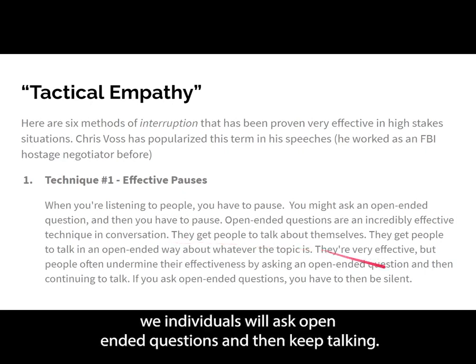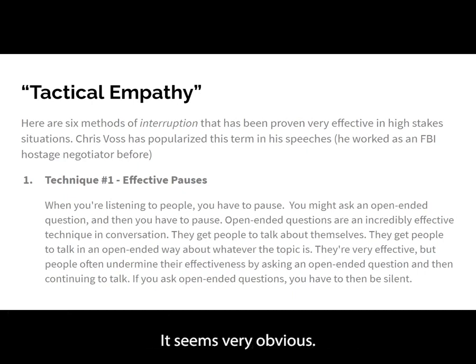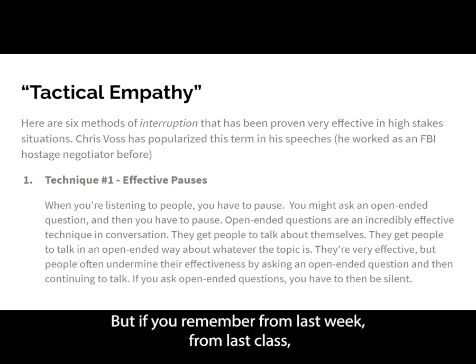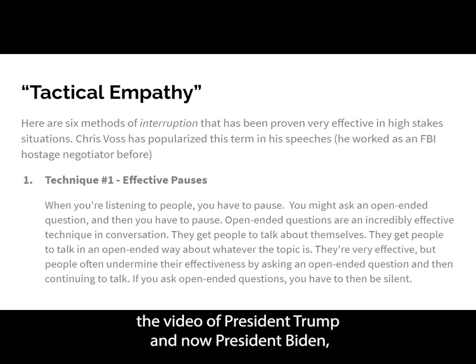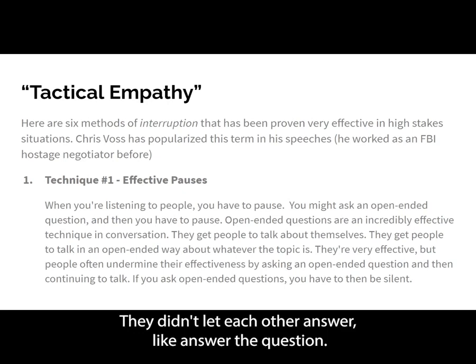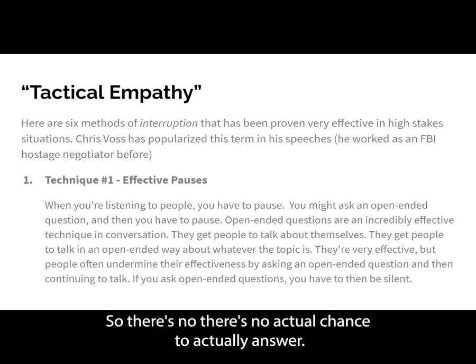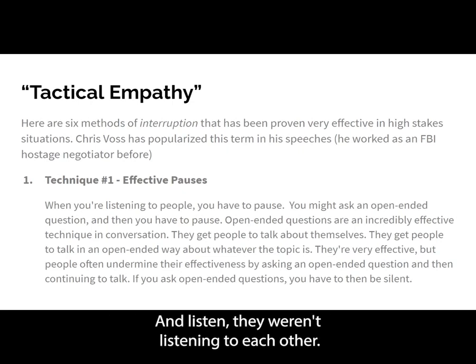But a lot of times, individuals will ask open-ended questions and then keep talking. So if we ask a question, we have to stop talking. This seems very, very obvious, right? It seems very obvious, but if you remember from last week, from last class, the video of President Trump and now President Biden, when they were going off on each other, they didn't let each other answer. They're like, answer the question, blah, blah, blah. But they kept talking. So there's no actual chance to actually answer and listen. They weren't listening to each other. They're just barking at each other, effectively.